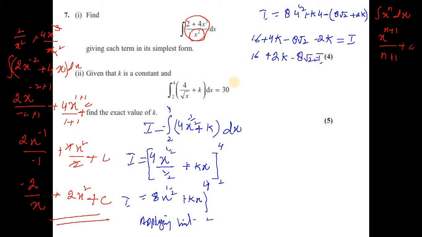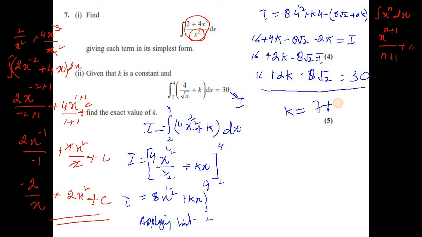Finally, I know that the integral is given as 30, so this is my value of I. So I can say that 16 plus 2k minus 8 root 2 equal to 30. Clearly, this is the equation only in terms of k. You can make k as a subject, so you will have k is equal to 7 plus 4 root 2. This is the value of k.